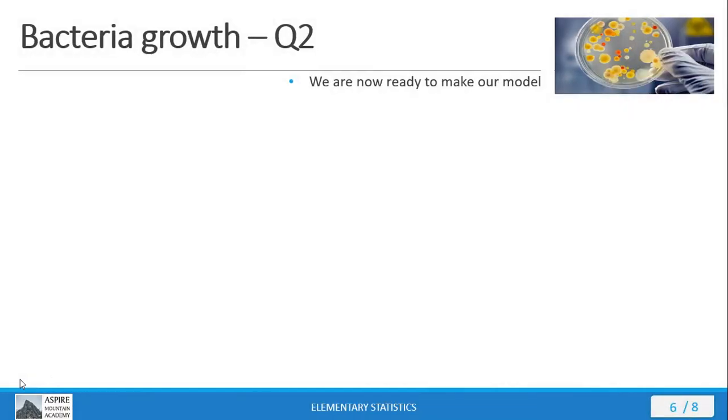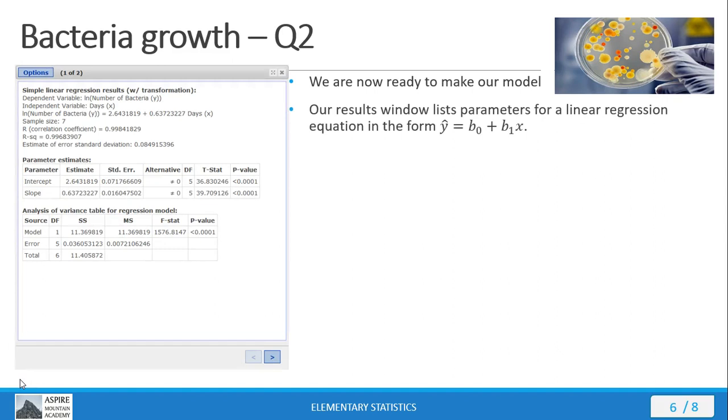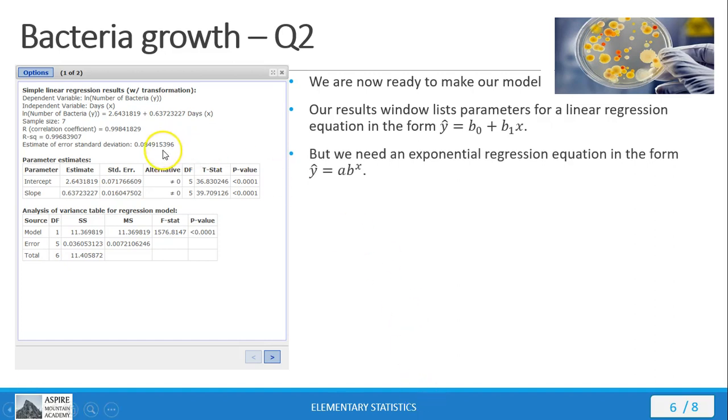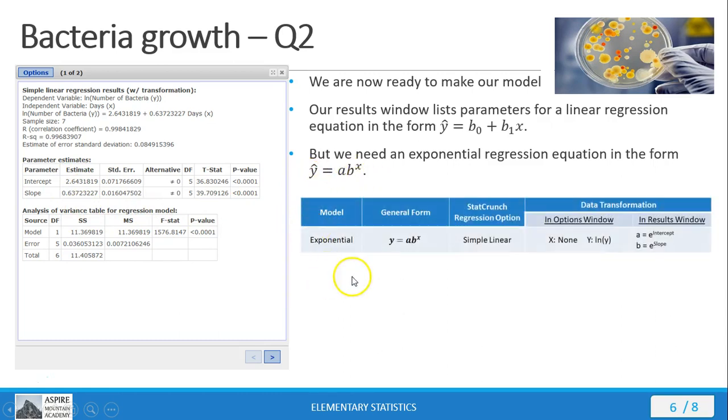Okay, now we're ready to actually make the model. So when we hit compute, here are the results that come out, and we're looking at an exponential regression equation. Notice that the form for our equation up here is in the linear form because we're using the simple linear functionality. So we've got to transform these coefficients here. We can't just take these and put these in our answer field because that's going to give us the wrong answer. We need something that's in this form because this is the general form for the exponential model.